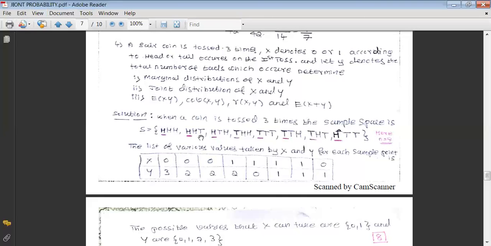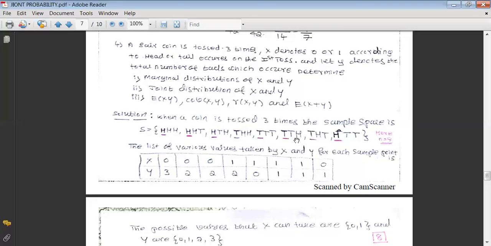In the second sample point, we find 2 heads. For the third sample point, again, we find 2 heads. In the fourth sample point, there is only 1 head. Sorry, in the fourth sample point also, there are 2 heads. In the fifth sample point, all are tails. That's why here, no heads.